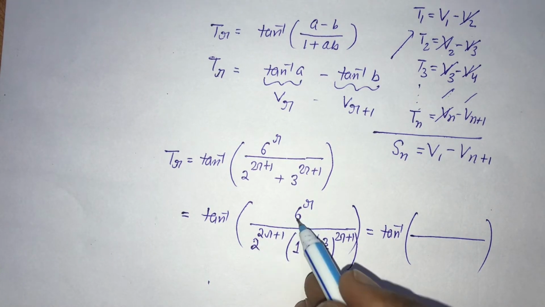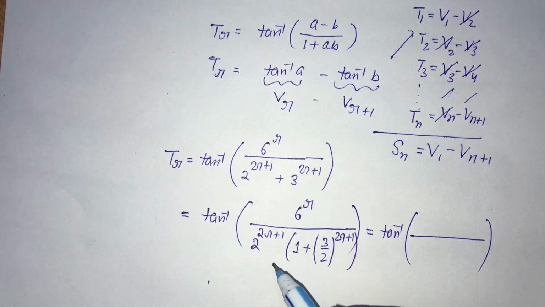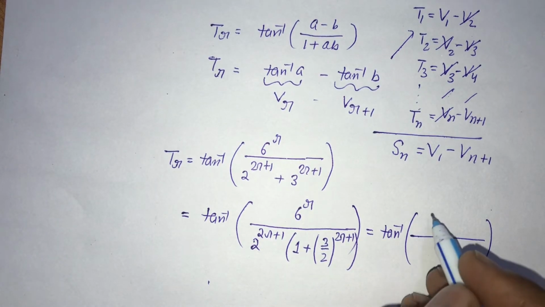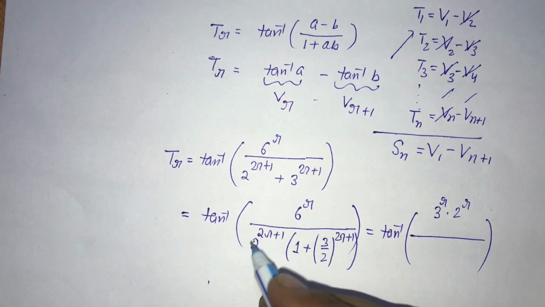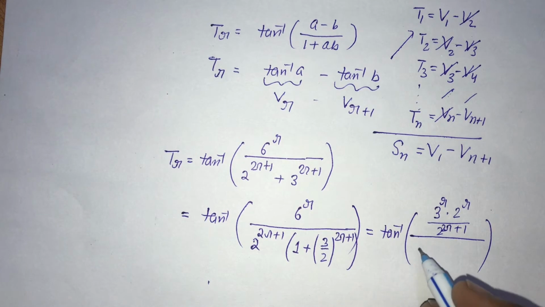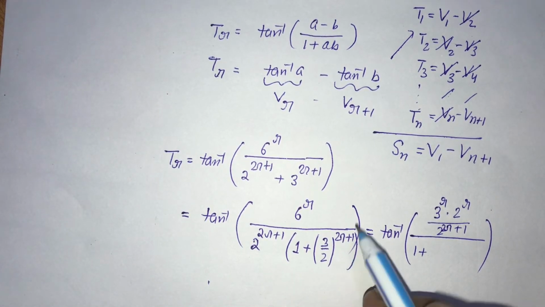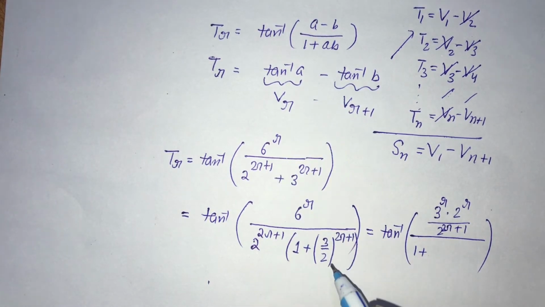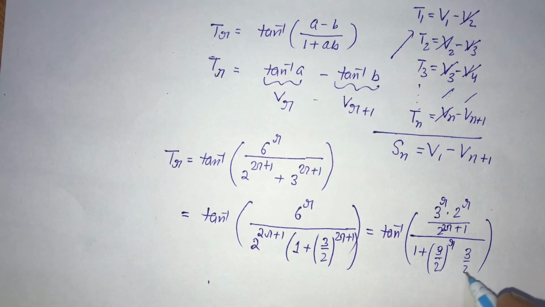See, this is 6 raised power r, or you can say 2 raised power r into 3 raised power r. So this is basically 3 raised power r into 2 raised power r. This I can write 2 raised power 2r plus 1 here. In denominator it is 1 plus 3 by 2 raised power 2r plus 1, and I want it to be a into b form. So I can write it 3 by 2 raised power r into 3 by 2 raised power r plus 1.